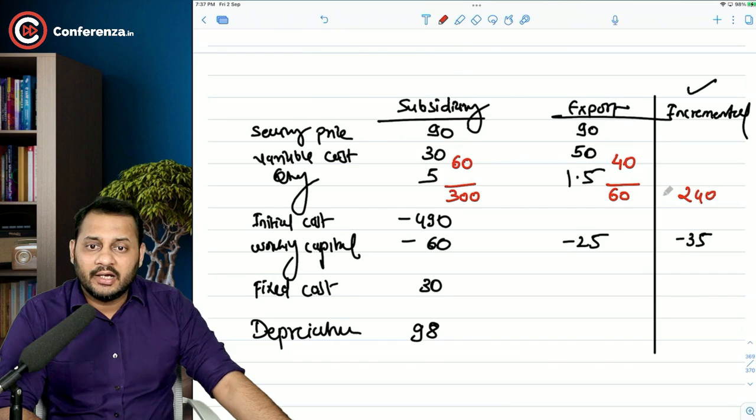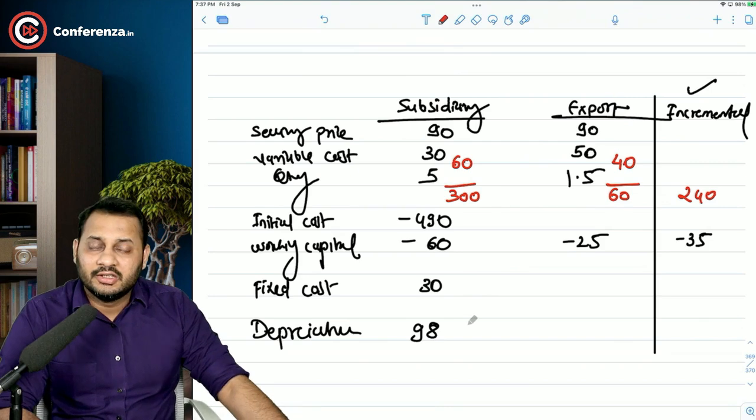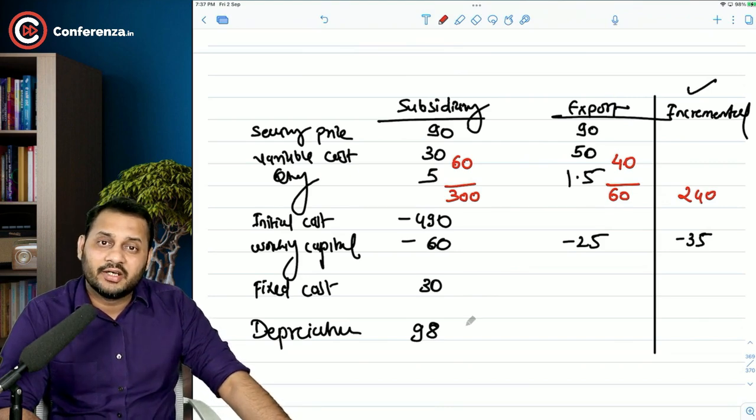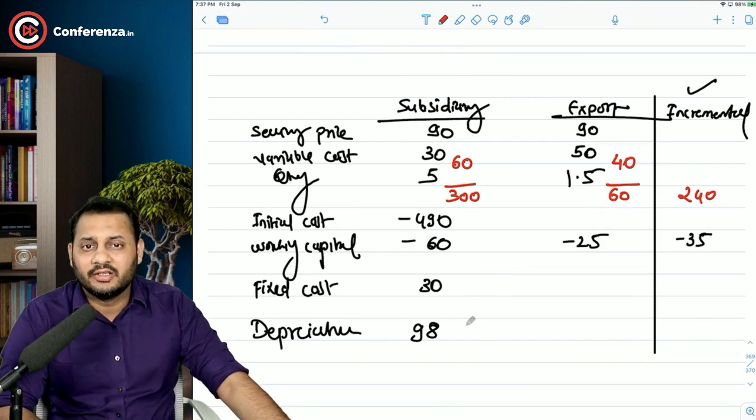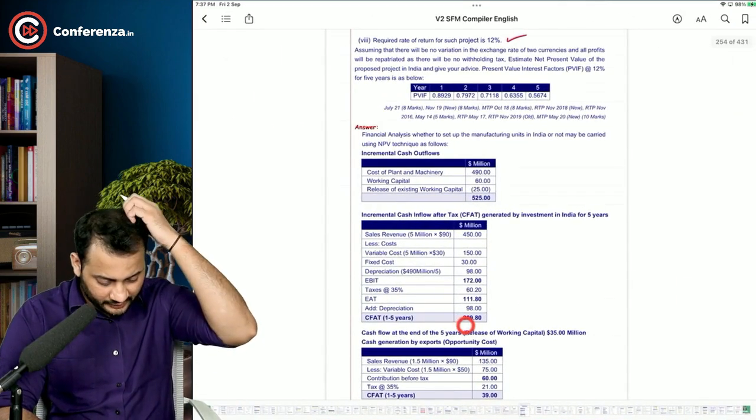And fixed cost you will deduct, depreciation you will deduct, you will calculate the profit before tax, then you will deduct the tax, profit after tax, add back depreciation, then convert it into cash flow after tax for 5 years, discount it, and you will get the answers. I think everything is fixed now. Have a look.